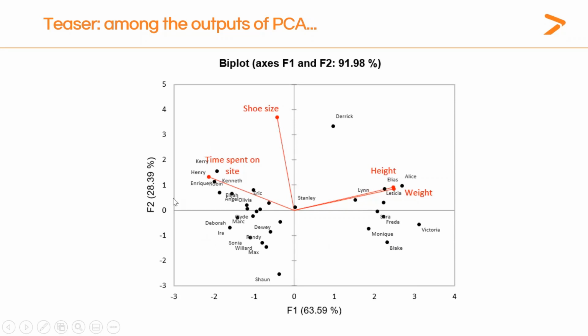And alternatively, if we take these observations here, these customers, they have high scores of time spent on site and low scores of height and weight. There's the opposite direction. So there is a lot of information that we can take out of this single chart, which is made out of 4 different columns. This is quite exciting. So you can include as many columns as you want within the same chart.